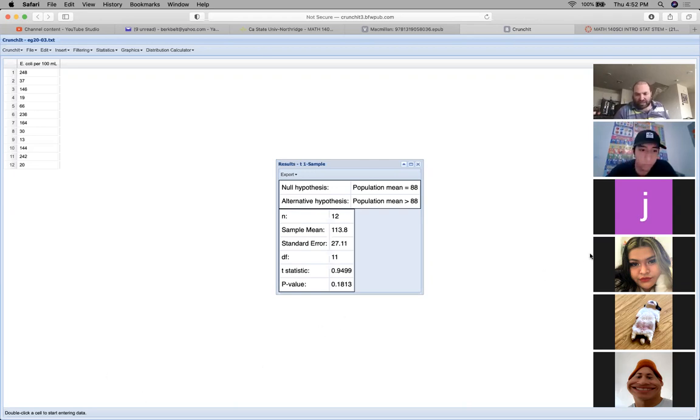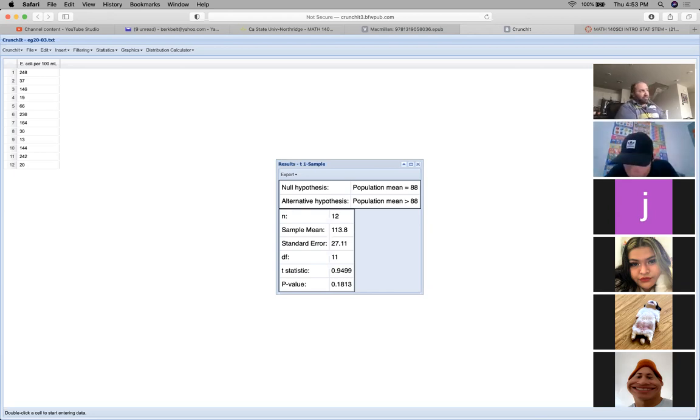The water is unsafe. Well, let's take a step back. Are we concluding that we are rejecting the null hypothesis or not? Not reject. Not reject, because the p-value is 18%.